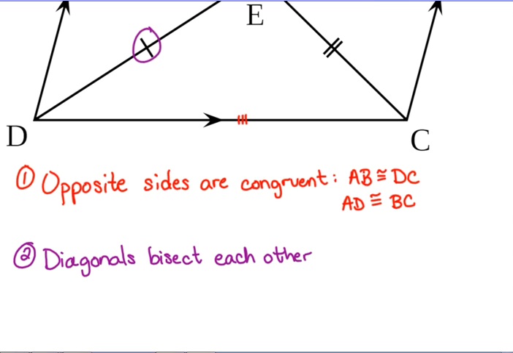So E is that point in the middle. So that means that AE is congruent to EC, and DE is congruent to EB. Diagonals bisect each other.